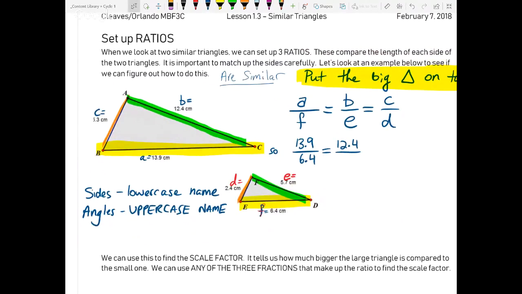Here we're not solving for anything, right? Here we're just setting it up. On the next page, we're going to solve for an unknown side. You're totally right. But if B is 12.4, what's E? 5.7.